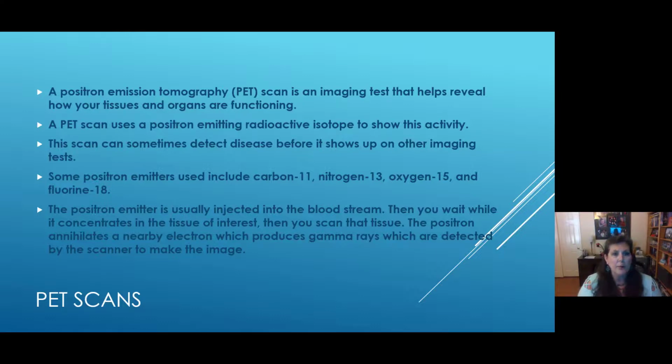Some positron emitters include carbon-11, nitrogen-13, oxygen-15, and fluorine-18. The positron emitter is usually injected into the bloodstream. Then you wait while it concentrates in the tissue of interest, like the brain. Then you scan that tissue. The positron annihilates a nearby electron, which produces a gamma ray, which is detected by the scanner to make the image. So positron emission tomography, PET scans.